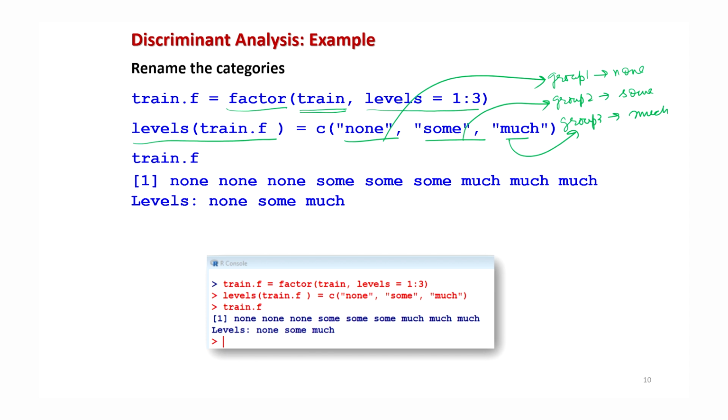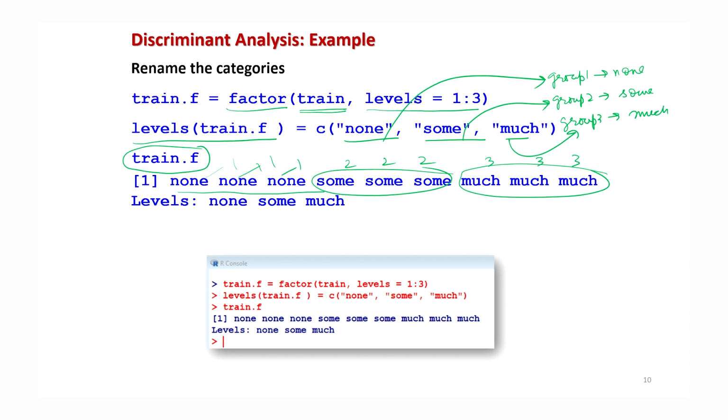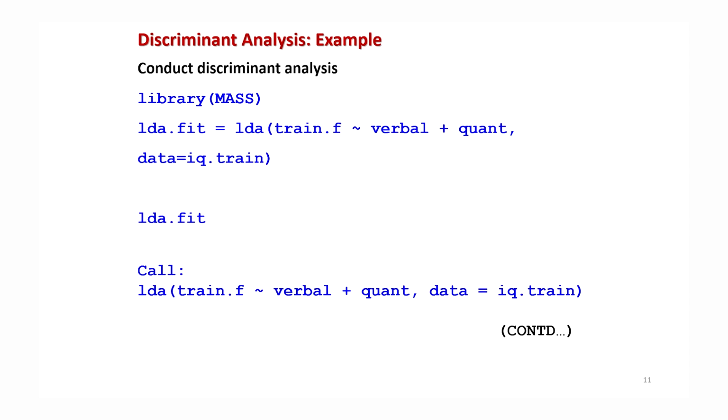That is your choice. And then if you look at train.f, it will have labels like this: none, none, none, corresponding to 1, 1 and 1. Then some, corresponding to 2, and then much, much, much, corresponding to your group number 3. You can see in the data set that there are 3 values for each category. So this is what we have achieved by this command. Now we are ready to conduct our linear discriminant analysis.